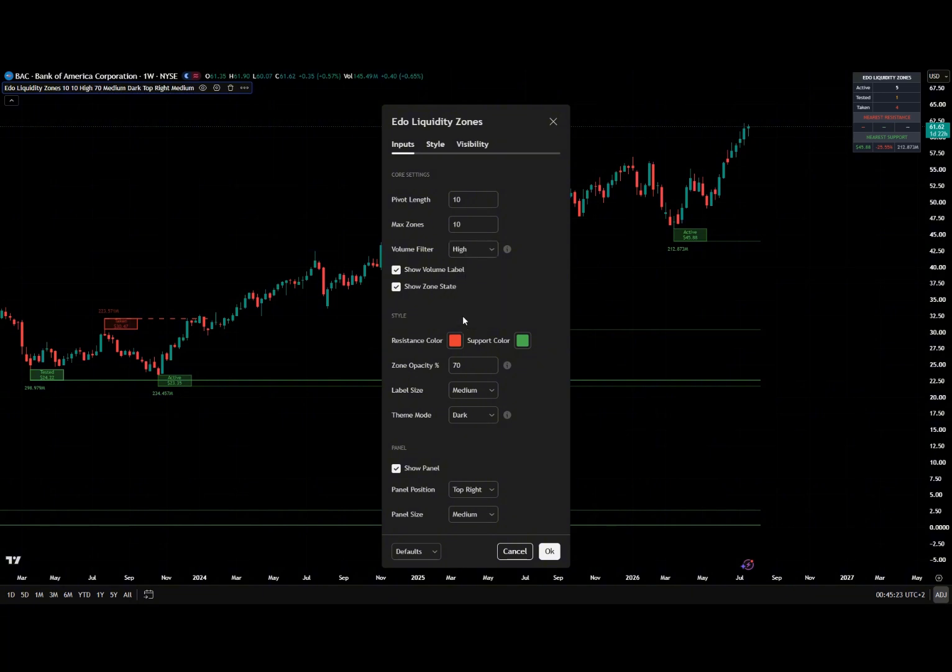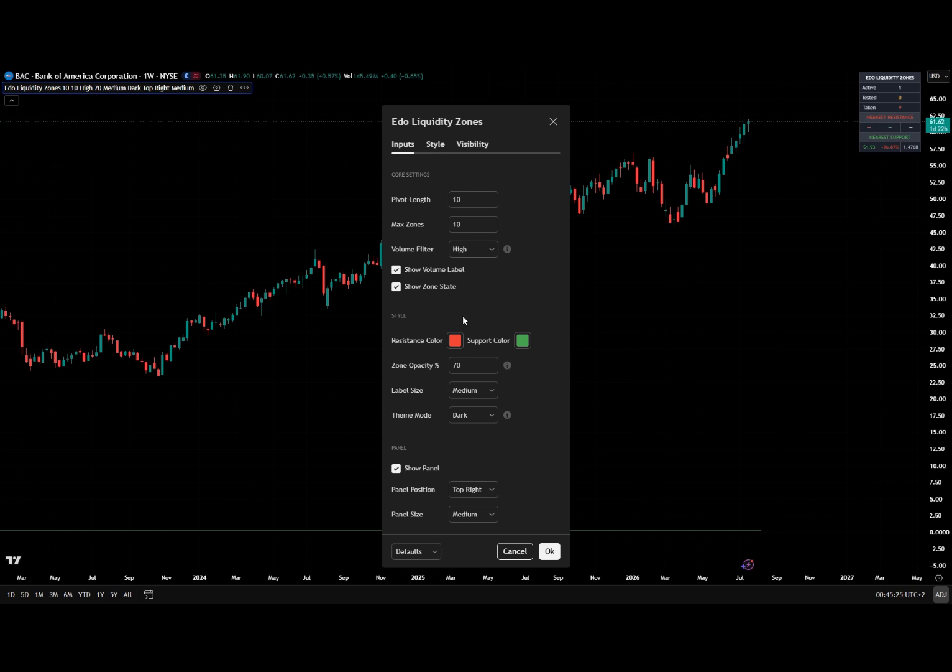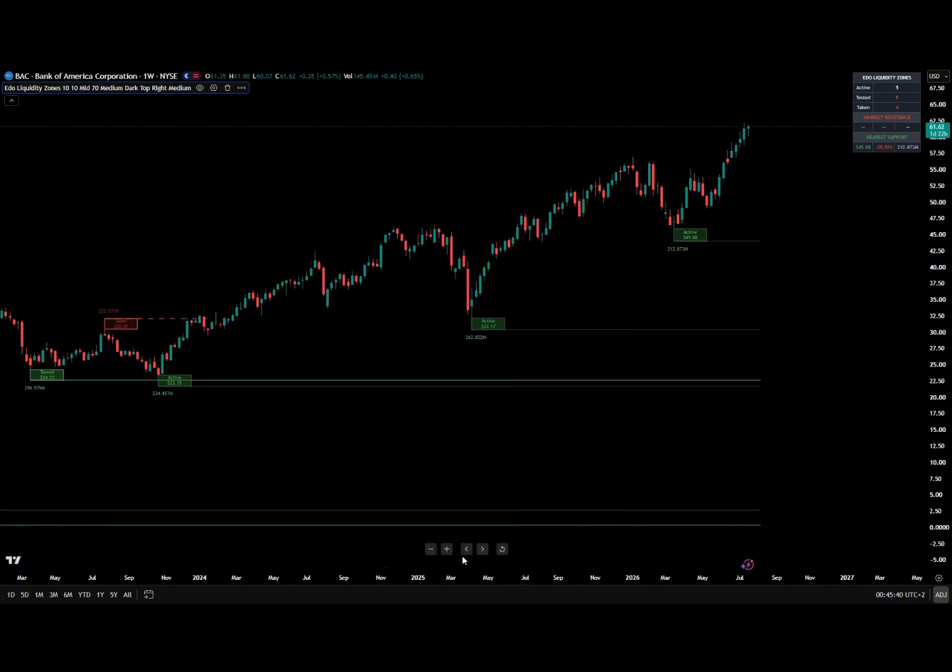Turn it off and every pivot becomes a zone. Raise it to high and only the heaviest levels survive. The rest is presentation, the two colors, the opacity of the boxes, the theme, and where the panel sits. Match the filter to the instrument you trade. What matters is that the zones you keep have real volume behind them.